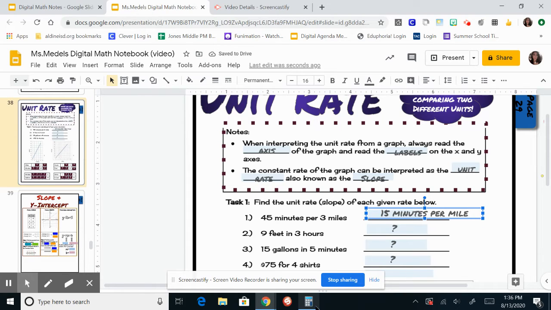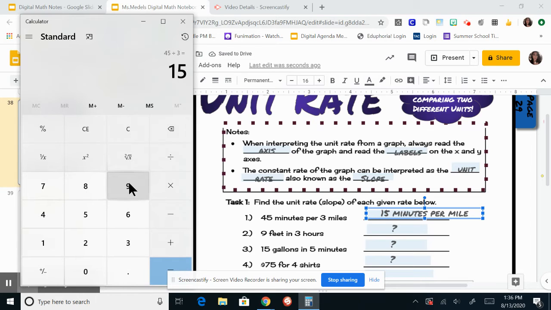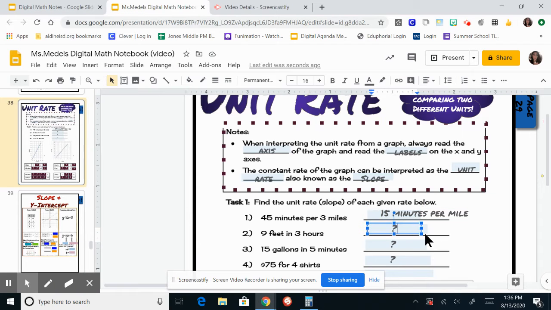So 9 feet in 3 hours. If I take 9 divided by 3, that means that in 1 hour, I went 3 feet. So 3 feet per hour.